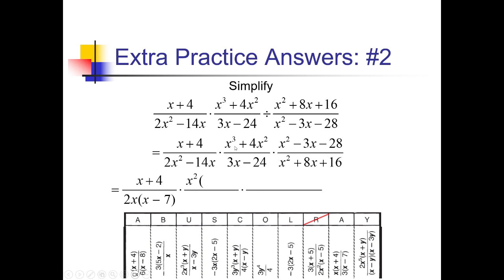That leaves me with an x plus 4. And then for 3x minus 24, take a 3 out of there. Leaves me with an x minus 8. Now these ones are going to require a little more factoring.